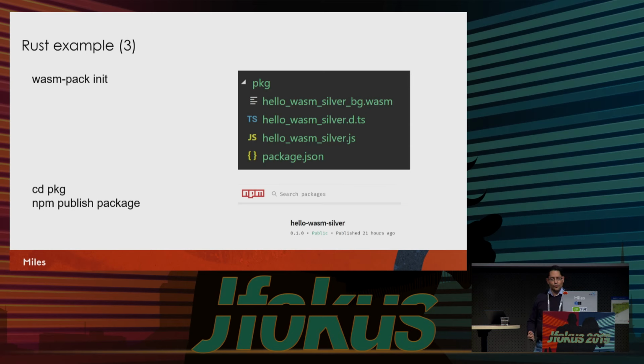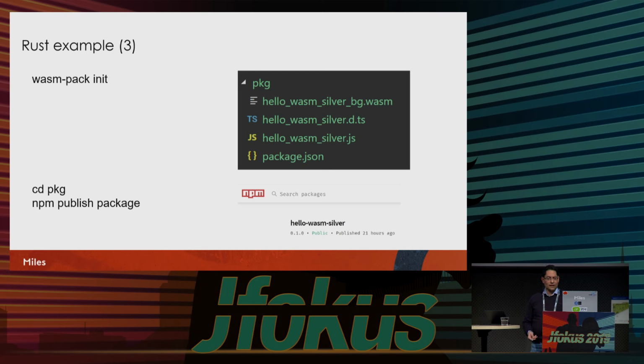So if we compile this and then we run wasm-pack init, then we will get the package folder, and in this package folder, we have everything that we need in order to be able to publish it up to npm. So we can just go into the directory for the package, and then we do, as we usually do, an npm publish package, and then we have it up on npm and anyone can use it.